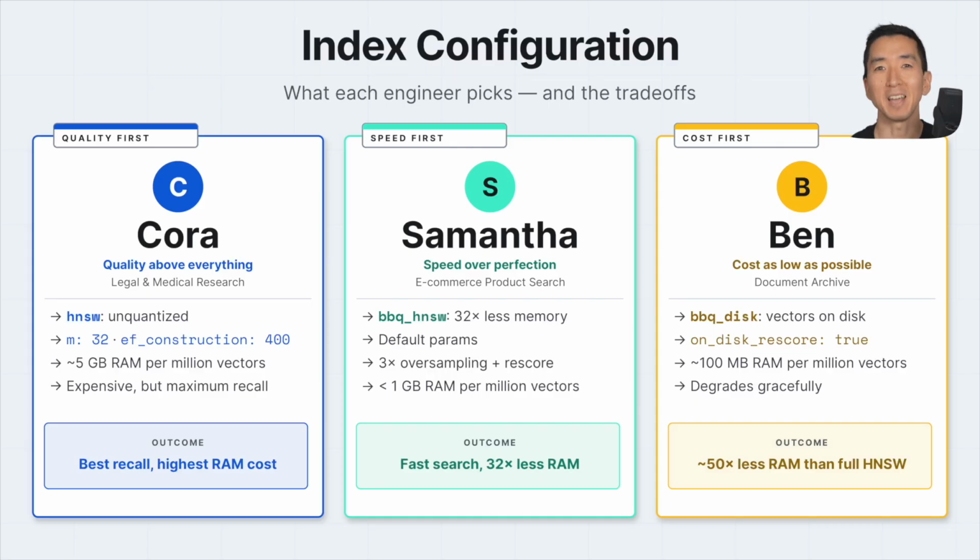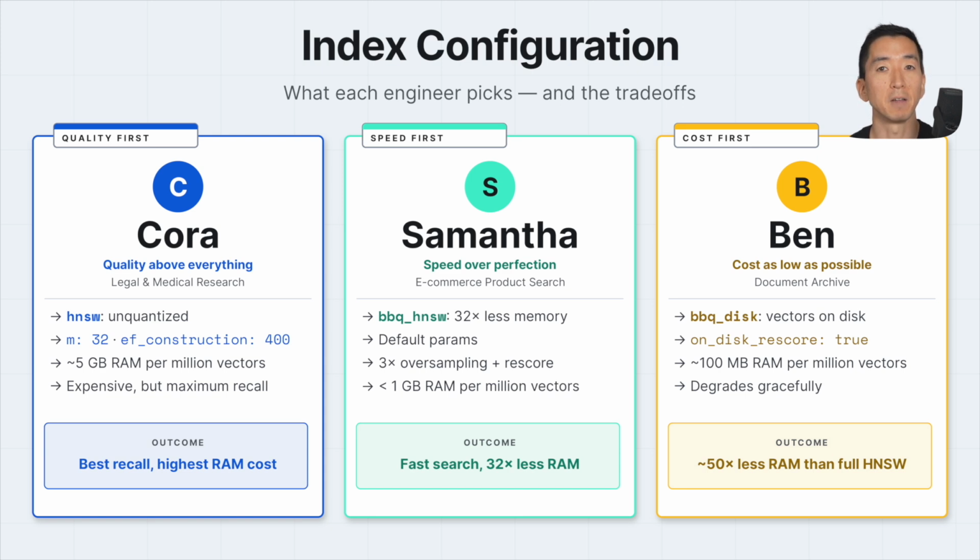Knowing all these, what do you think our engineers would choose? Because here's what I think. Cora picks HNSW unquantized with full precision, M of 32, and EF construction of 400 for a denser graph. Roughly, she might require 5 GB of RAM per million vectors, or 100 GB of RAM per 20 million vectors. You can see how this starts to get very expensive for Cora as the dataset grows in size, but she'll get the best search quality possible.